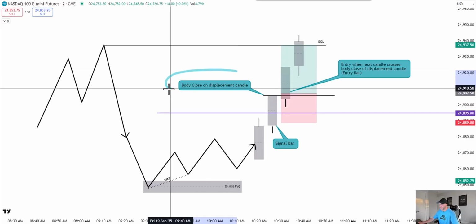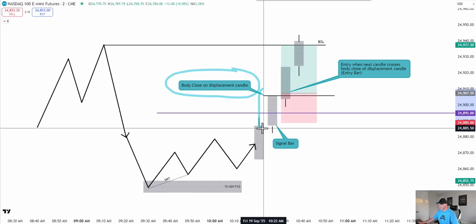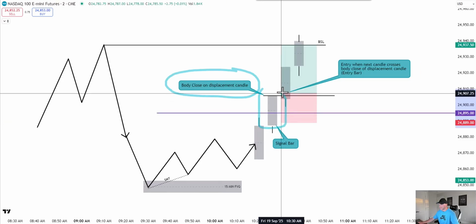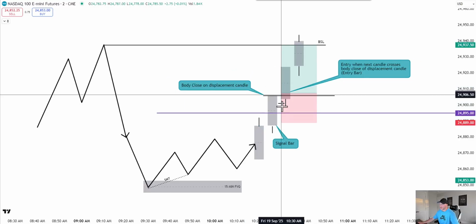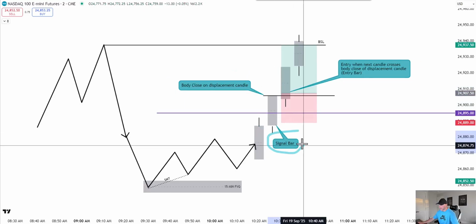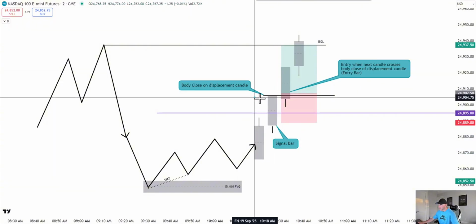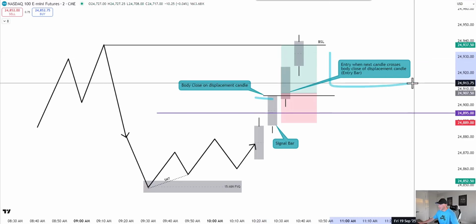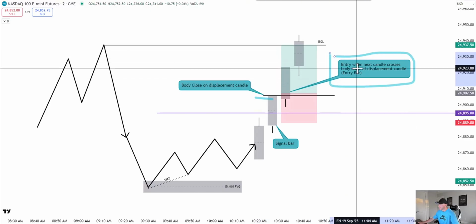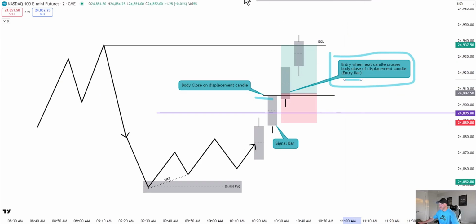We want to see a body close on the displacement candle. So this would be our displacement candle. This is the bar that displaces through the level, right? So I call it a signal bar. This is what I call it, a signal bar. And then once that body closes, that's where we get our entry. Our entry is on the next candle when we cross the body close of the displacement candle. So that's our entry bar. Okay, so then this would be our entry right here.